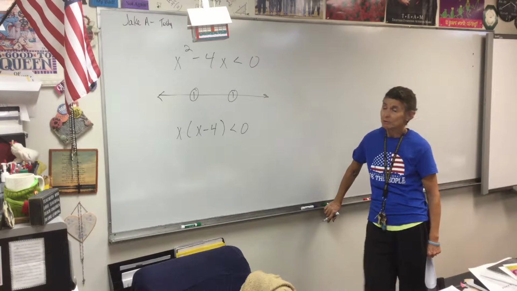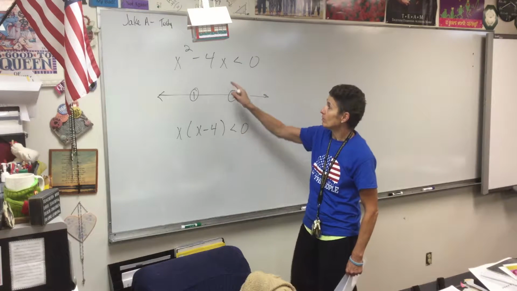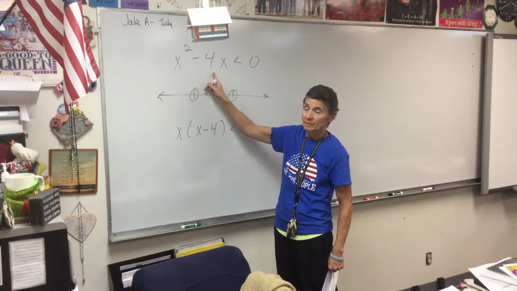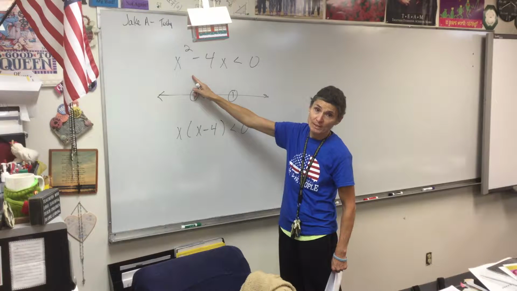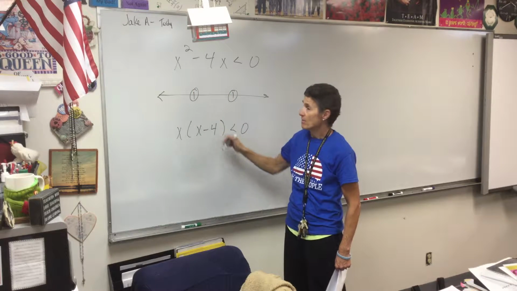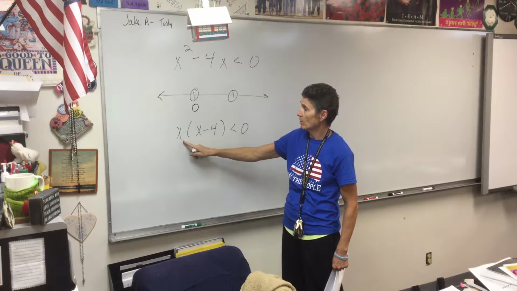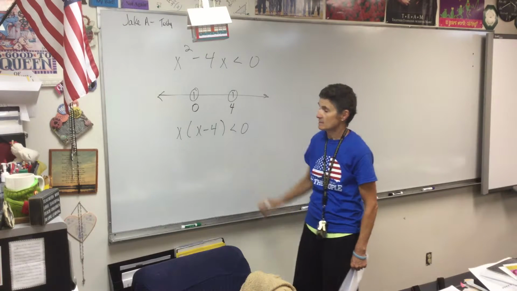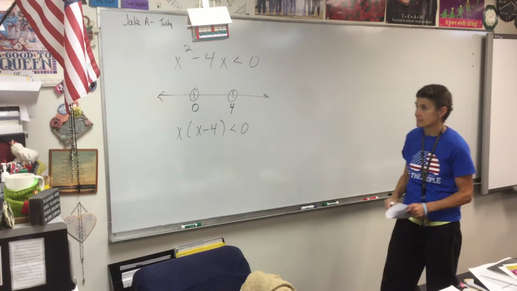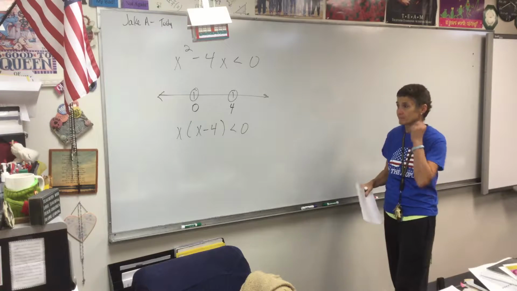So let's make sure that we follow the logic here. We're going to factor this. GCF, greatest common factor, is x. That tells me I'm going to have a 0 and a 4 as my dots. My dots are at 0 and 4.